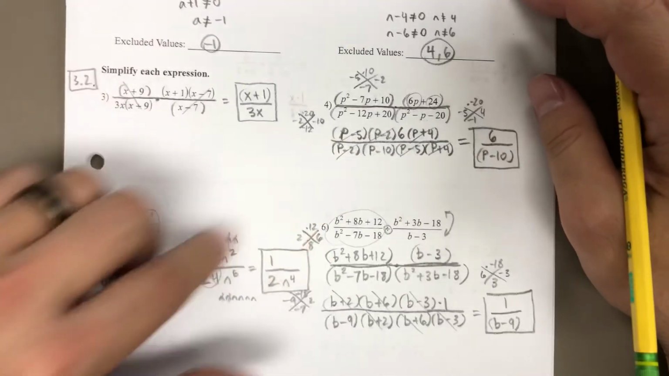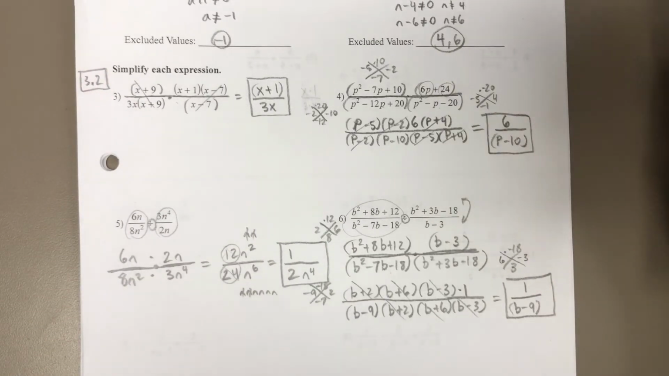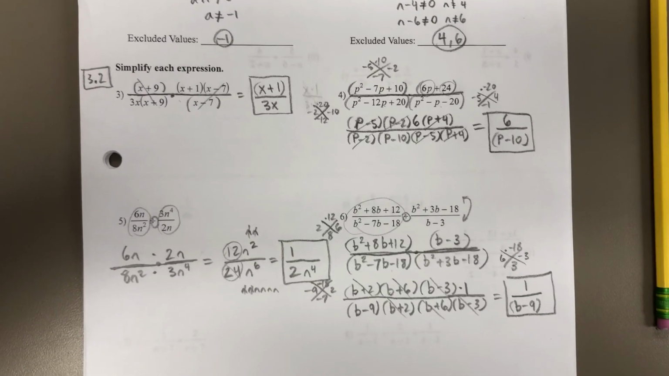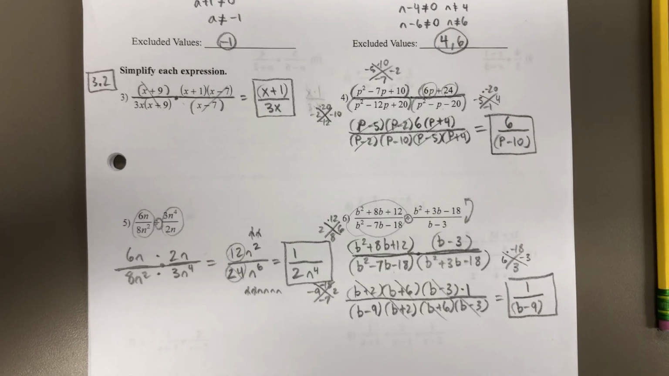So this is multiplication and division. Make sure that you check some of those out. If you need some additional help, it's in the video for 3.2. So that's it for the first page, the front page of the quiz review. Let's move on to the back page now with addition and subtraction of rational functions.